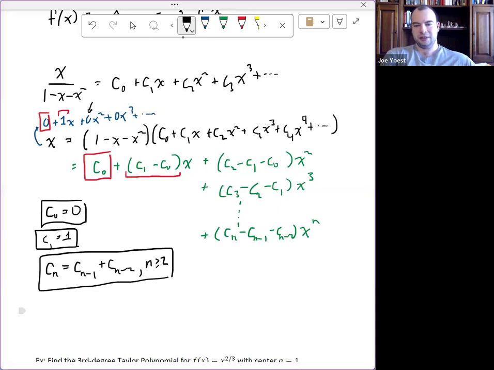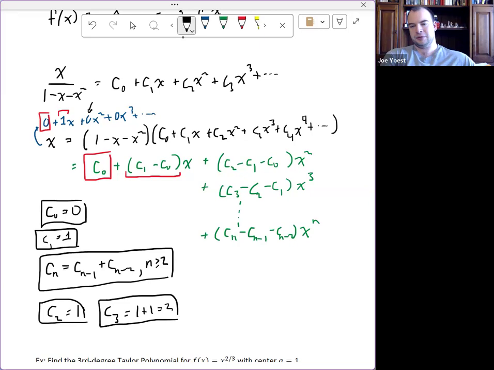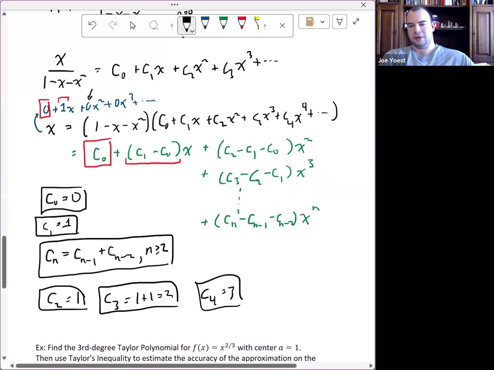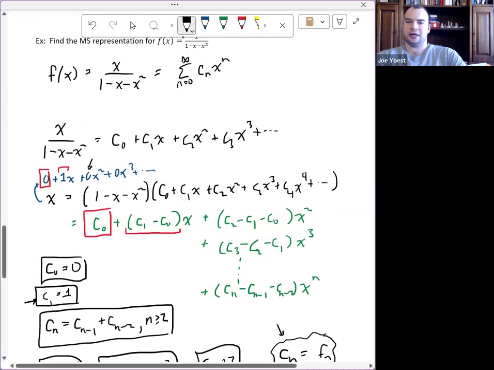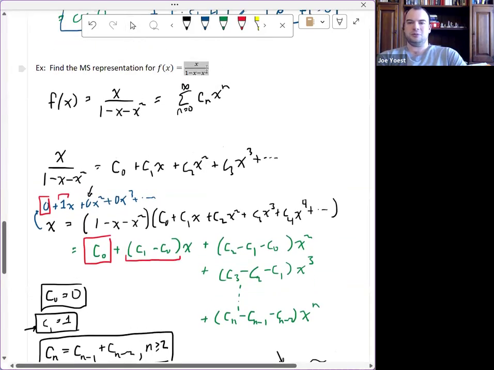So I see I get 0, 1. C2 would be 1 plus 0 is 1. C3 is C2 plus C1, is 2. C4 is 2 plus 1 or 3. I actually see that Cn is basically like the nth Fibonacci number, right? I go 1, 1, and then each one after that is the sum of the previous two. So it's kind of interesting that I end up with the nth Fibonacci number being my coefficient for the power x to the n for this specific function here.